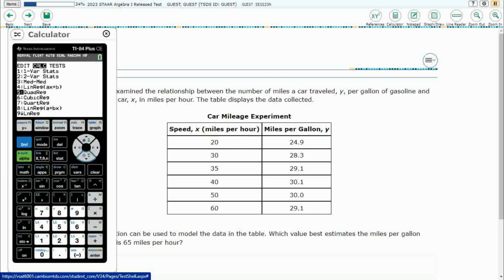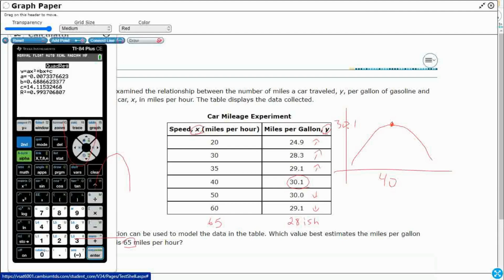Now quadratic regression, we go right there, number 5. And we're going to calculate. All right, so let's see what they give us here. So A equals negative 0.007337. B equals, I'm just going to write a whole bunch of digits here, 0.688666. And then my C equals 14.1153246. All right. So this is going to give it to me in that ax squared plus bx plus c.